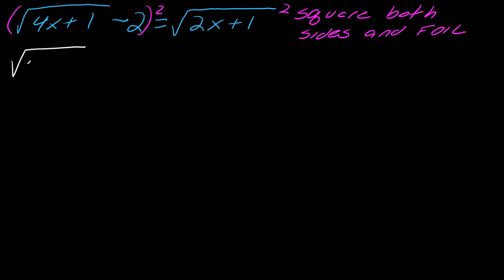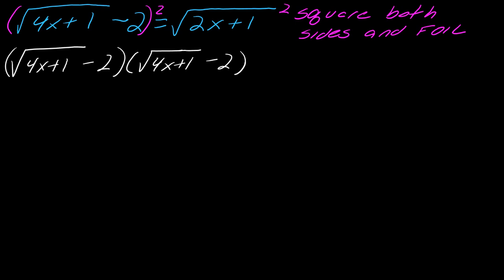So what I mean is I have to do this square root of 4x plus 1 minus 2 times this square root of 4x plus 1 minus 2. So I have to do that on that side, and then on this side I'll just have 2x plus 1. Okay, so now we've got to actually FOIL all this good stuff out. So I'm going to try to make this nice and clear. When I multiply the root by itself, that is actually going to cancel out the root in this case, so that's just going to leave me with 4x plus 1.